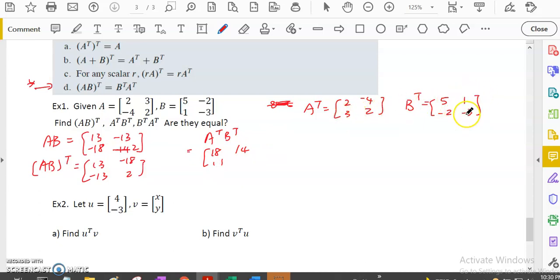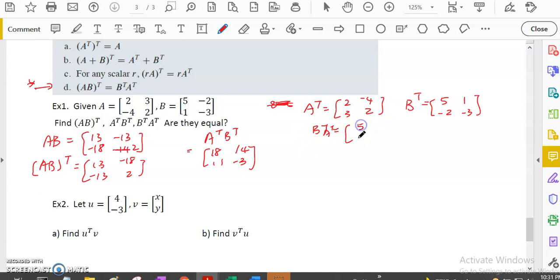Second row minus second times second column, so be 3 minus 6. 3 minus 6 is negative 3. So obviously these two are not the same. But what about B transpose, A transpose? So let's do B transpose, A transpose.